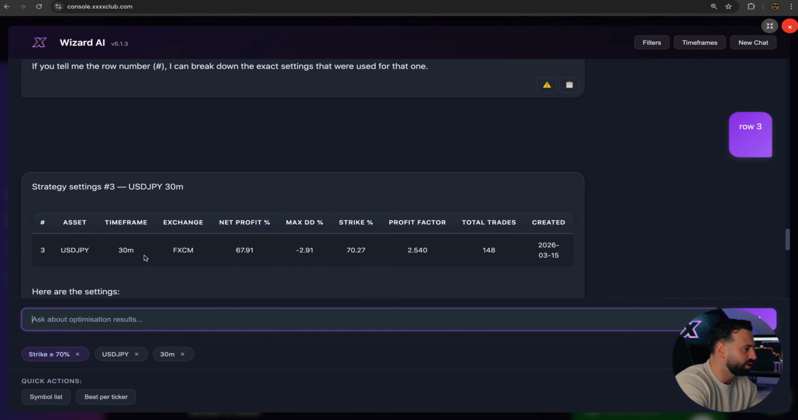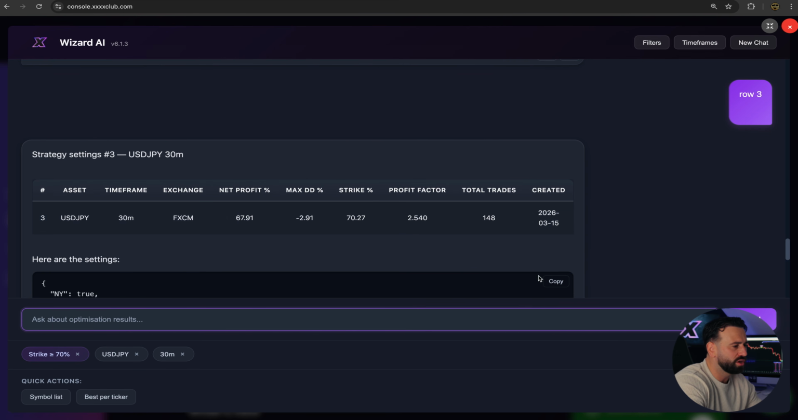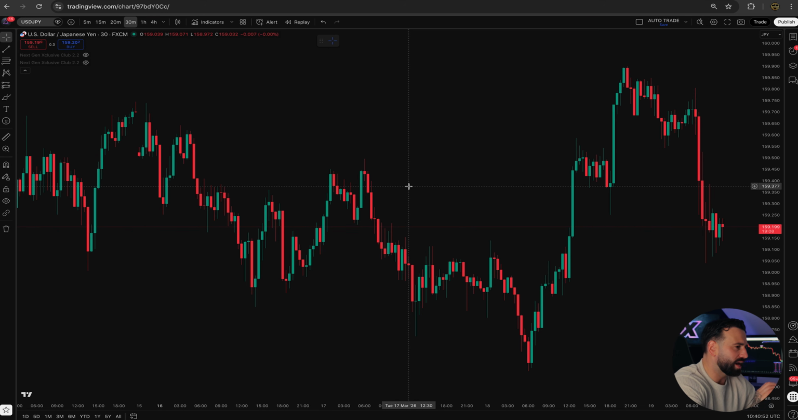So we can see here, it says use the JPY 30-minute time frame on the FXCM feed. I simply click copy. Head over to TradingView. This is a great place to create fully automated trading systems because it's very user-friendly. It's up to date, and they're always continuously making sure that the user experience is top level.